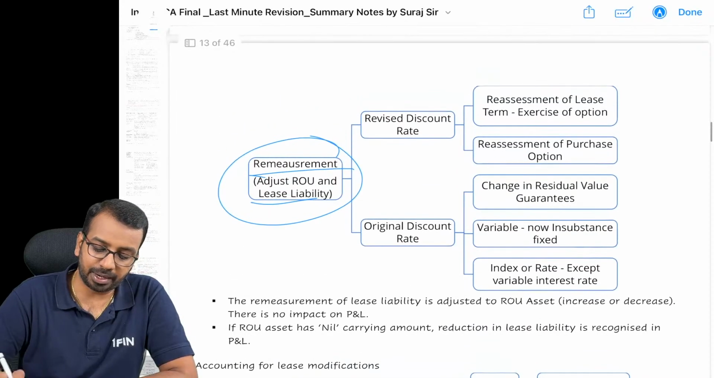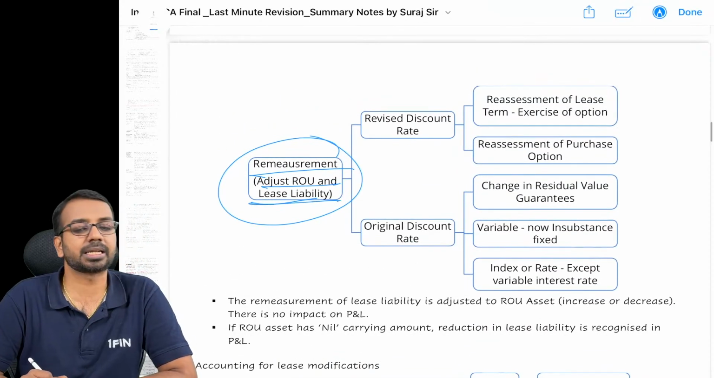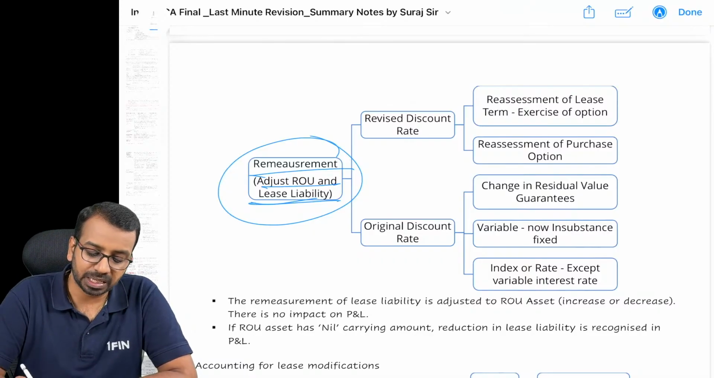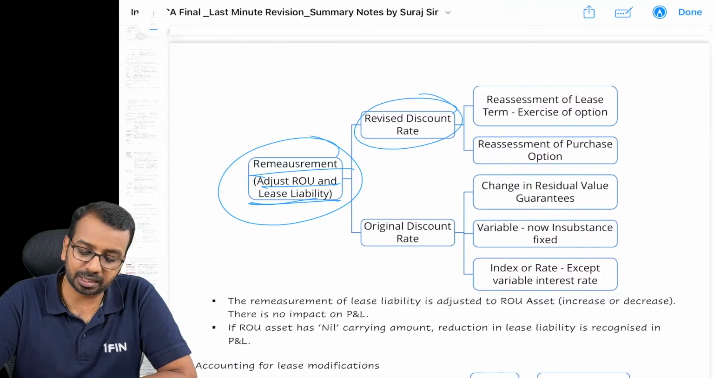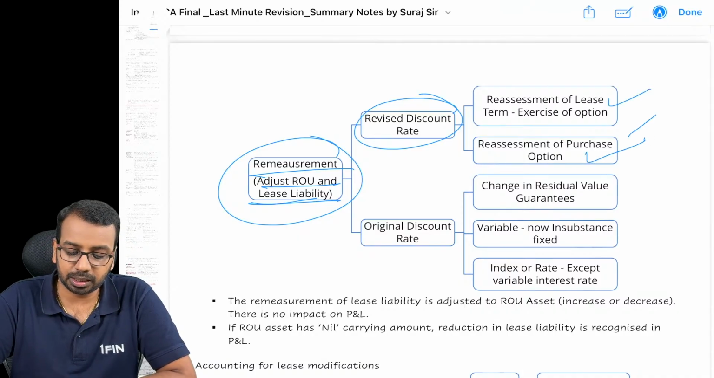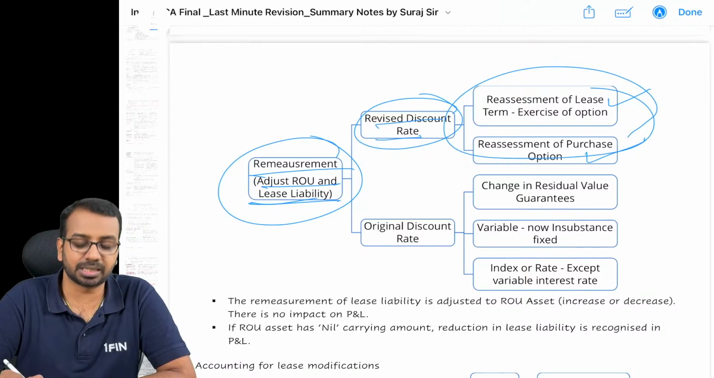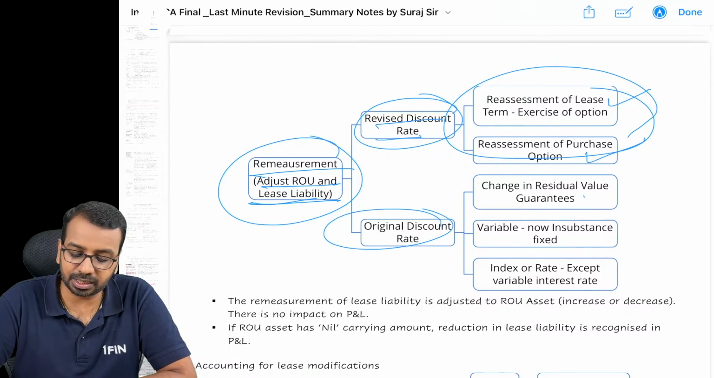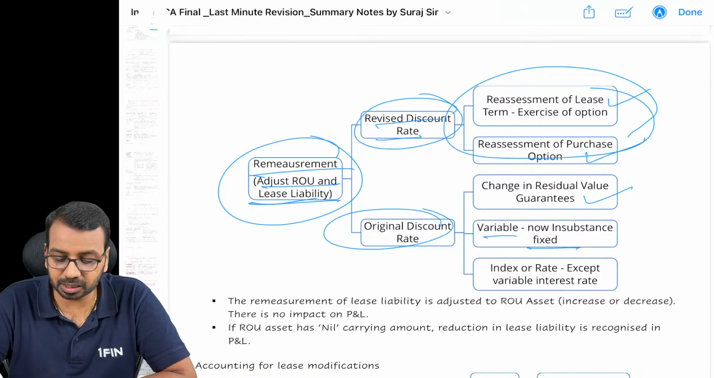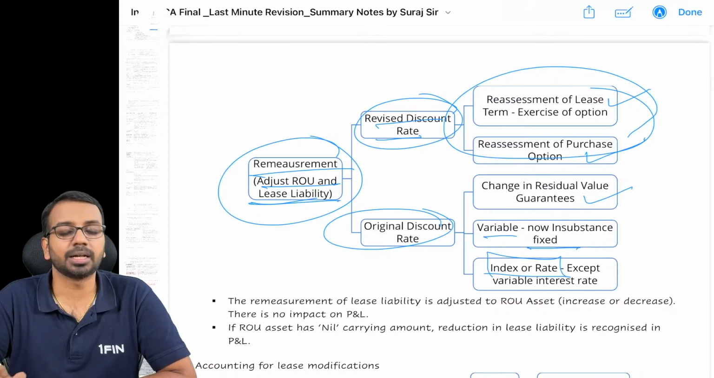Then there are two concepts, one is remeasurement and one is modification. Whenever there is remeasurement, you will just adjust the right of use asset and liability. You will not charge it to P&L. Now here we will use a revised discount rate when the term changes or the purchase option is reassessed. In these two cases, we will use a revised rate. Original rate is used when there is a change in estimates of residual value, a variable has become fixed, or in the case of index or rate.